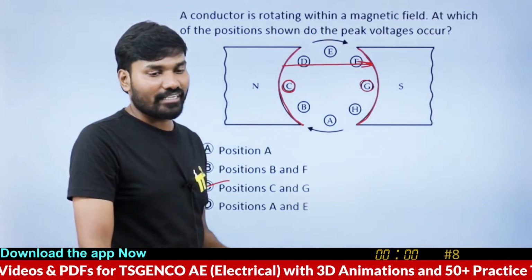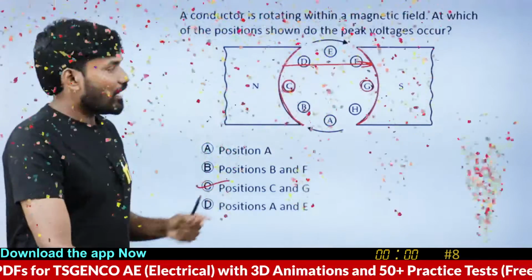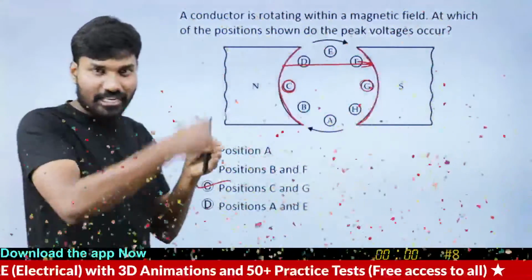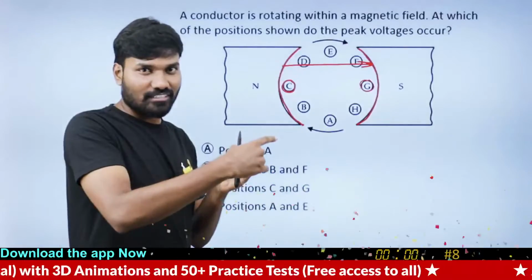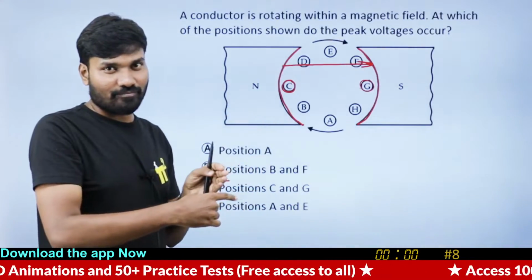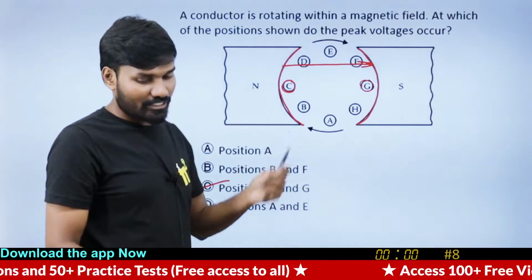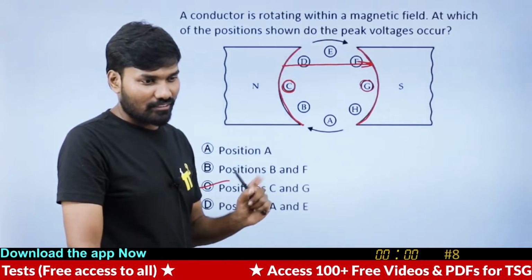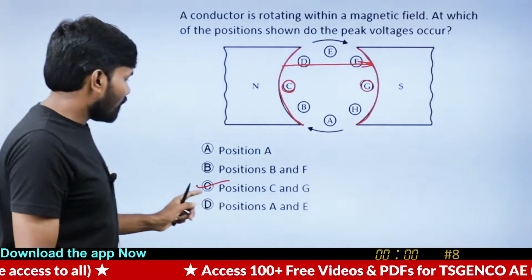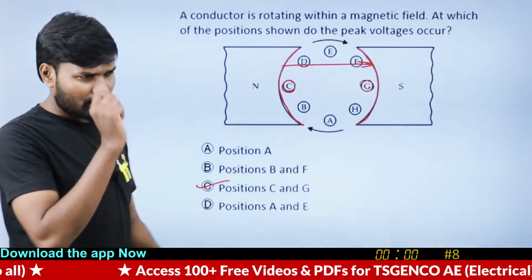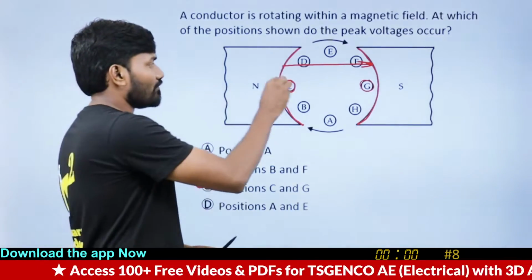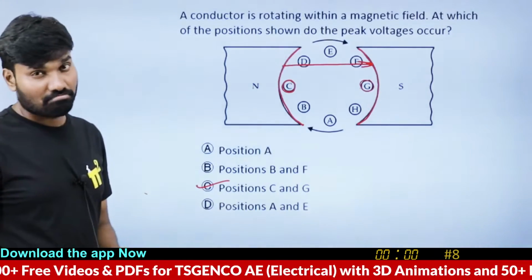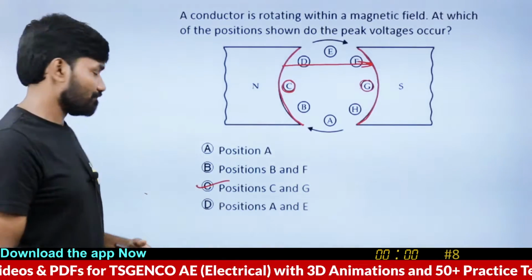In a simple way, he said that the rate of change of flux is maximum. The cutting action is maximum, hence the induced EMF is maximum for this. Anyways, I think this is clear. Option C. Keep this point in your head: when the conductor is at the middle of the pole phase, EMF will be maximum. Superb line.